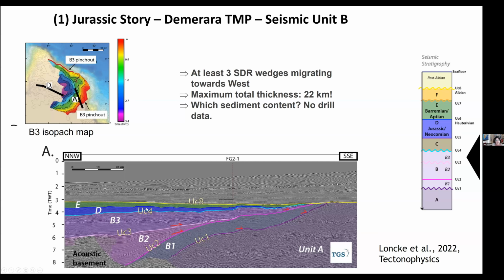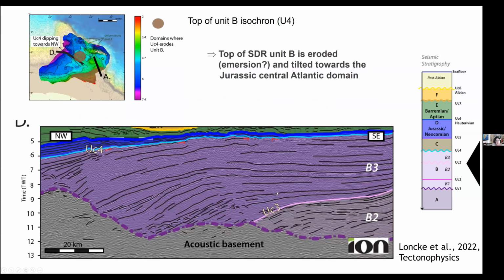Here is another nice image about these seaward dipping reflectors. You see that they pinch out here on the acoustic basement unit, and that this unit is eroded here by the Jurassic breakup unconformity, which may be an immersion surface in some places. And again, you see that the top of this unit is clearly dipping toward the central Atlantic.